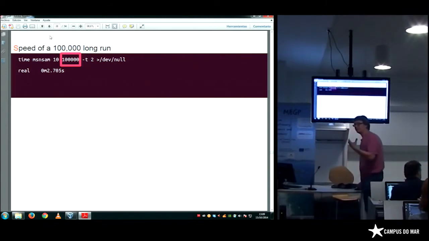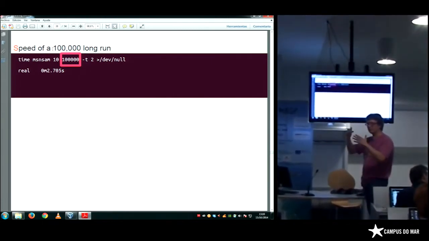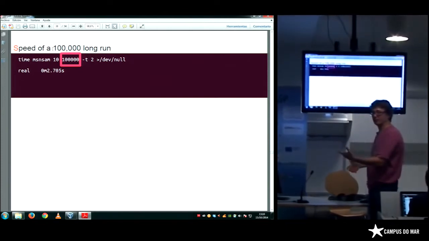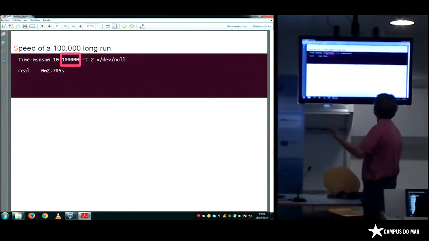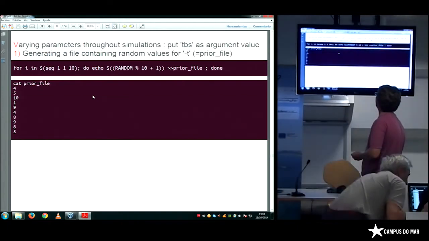Okay, so that's the advantage of coalescent simulation. It's very fast because you only simulate the genealogy that happened in the history of the gene you sampled.